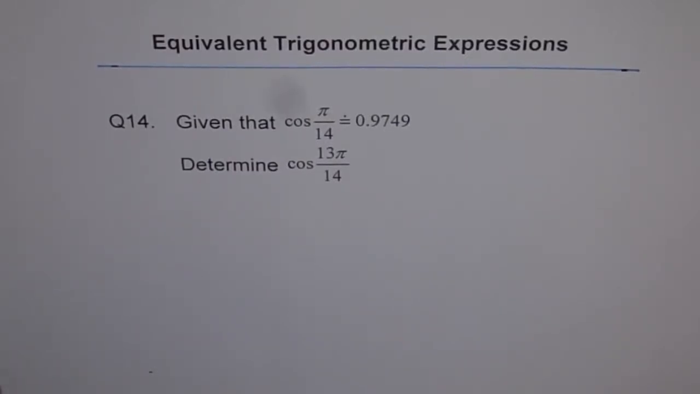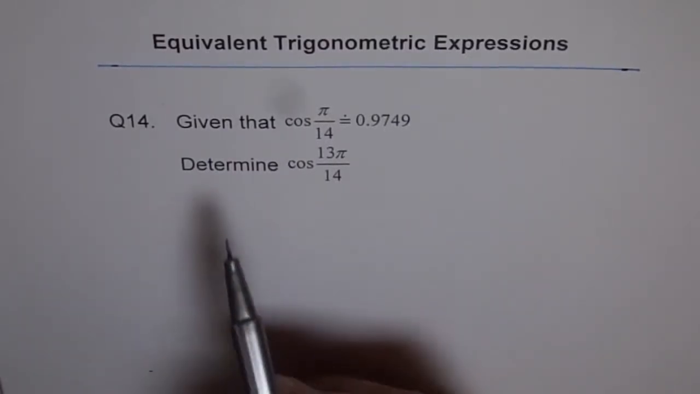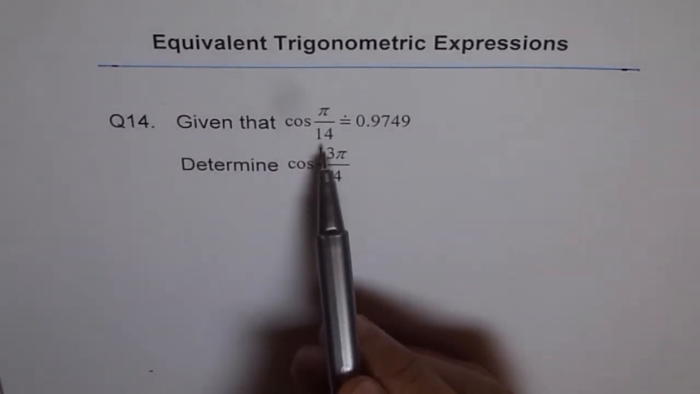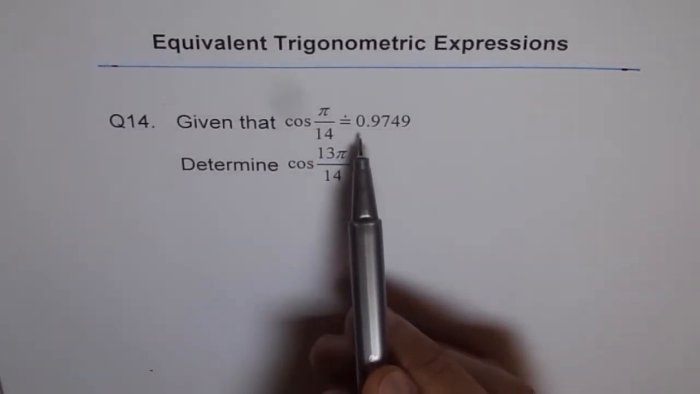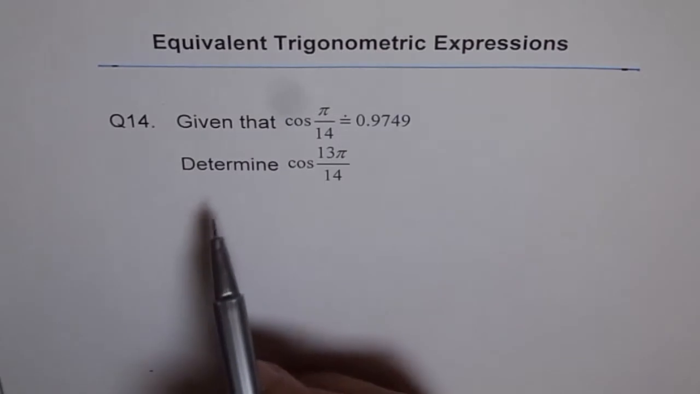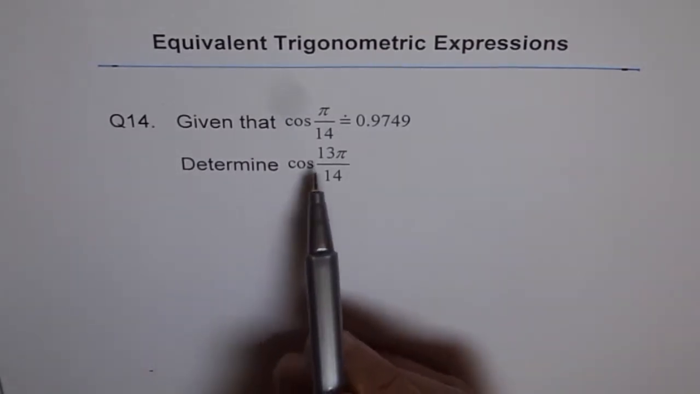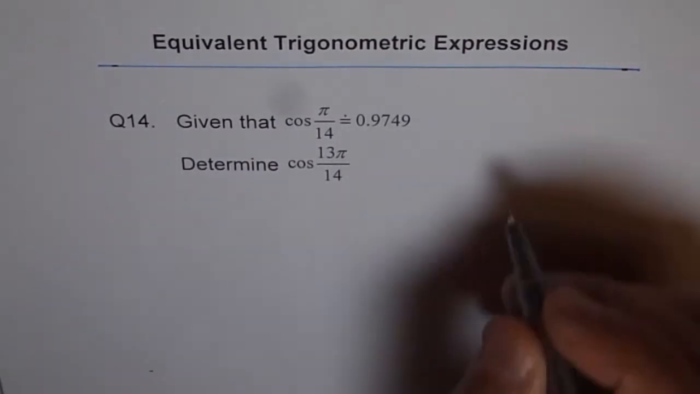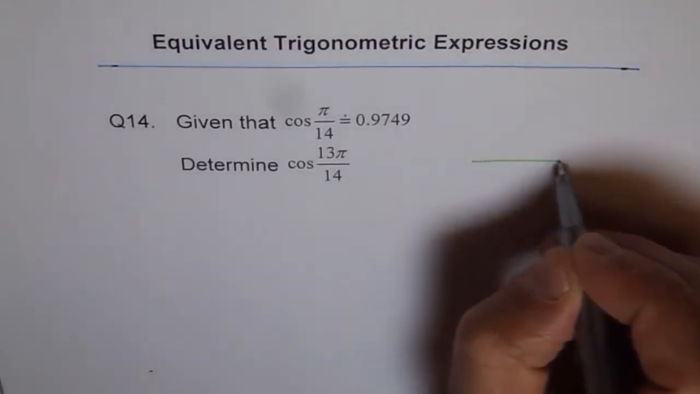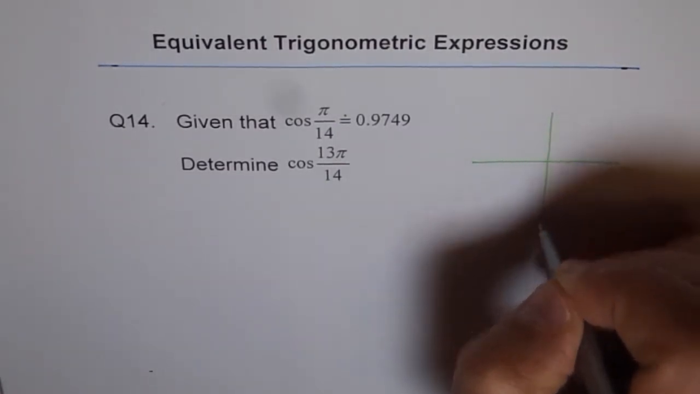Equivalent trigonometric expressions. Question 14. Given that cos of pi by 14 is approximately equal to 0.9749, determine cos 13 pi by 14. So let's try to sketch and see what we are really talking about.